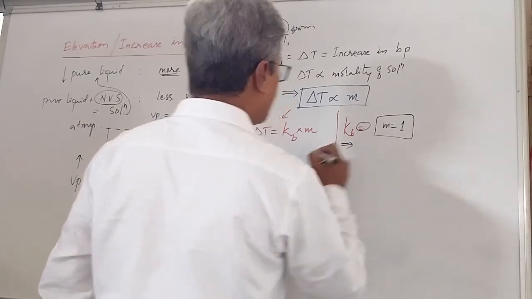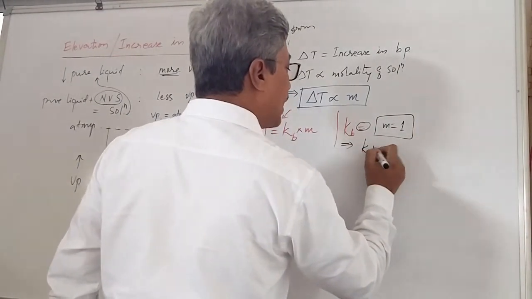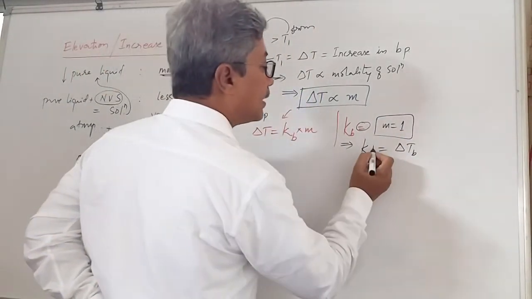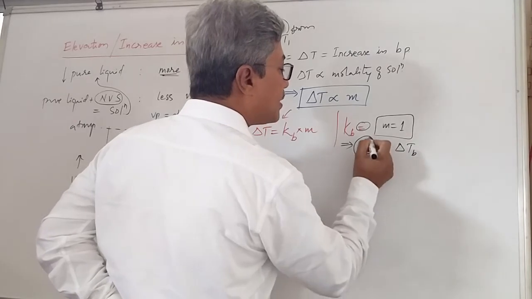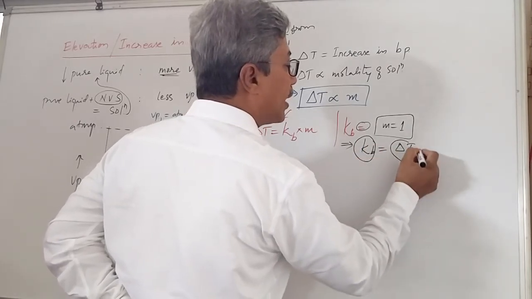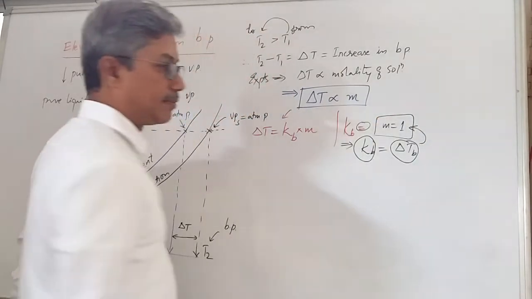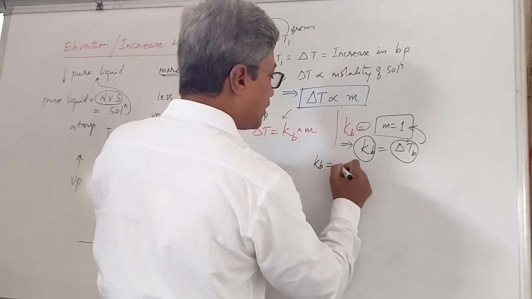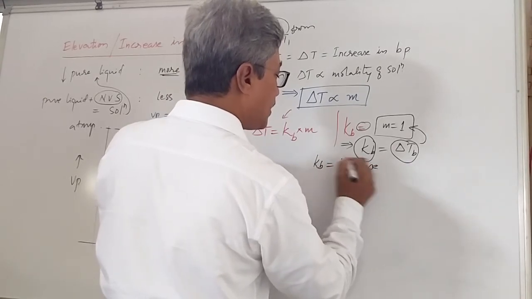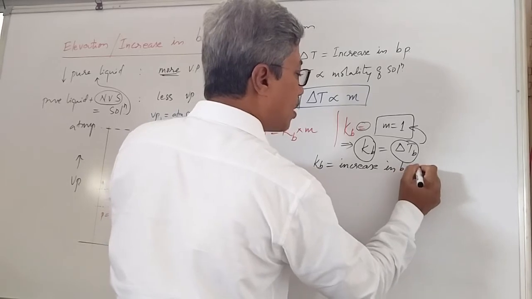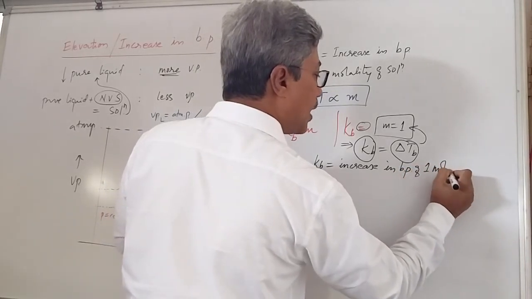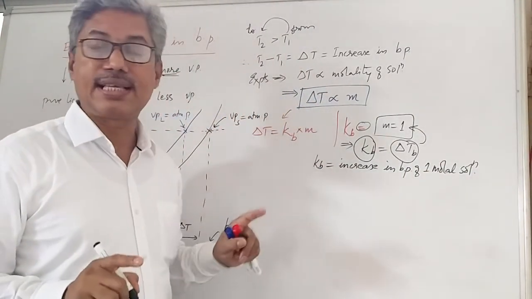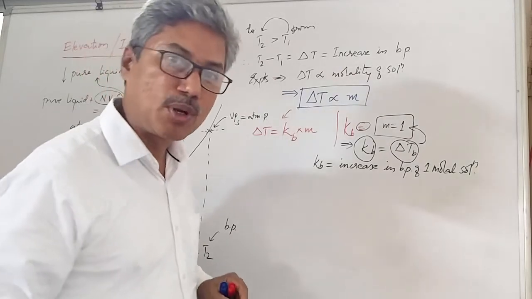See, it means that Kb will be equal to delta Tb. Then what does this mean? This means that Kb is the increase in the boiling point of 1 molal solution. I write here, see. Kb is the increase in boiling point of 1 molal solution. Is it clear, students? So what does Kb mean? It is the increase in the boiling point of 1 molal solution.